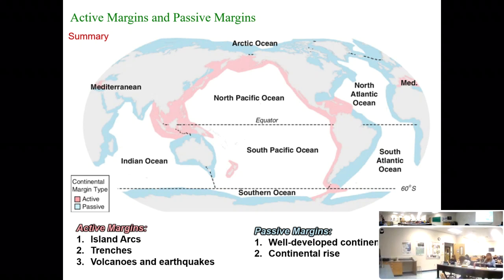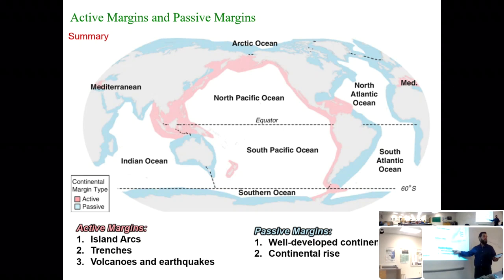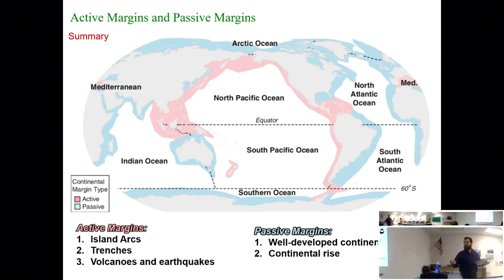Now here are some things that are characteristic of active margins. So for number 9, here are 2 things that are characteristic of passive margins. Passive margins have well-developed continental shelves, and they have a continental rise. The continental rises in active margins often get kind of scraped off because of the subduction that goes on there. Okay, so everybody got that?